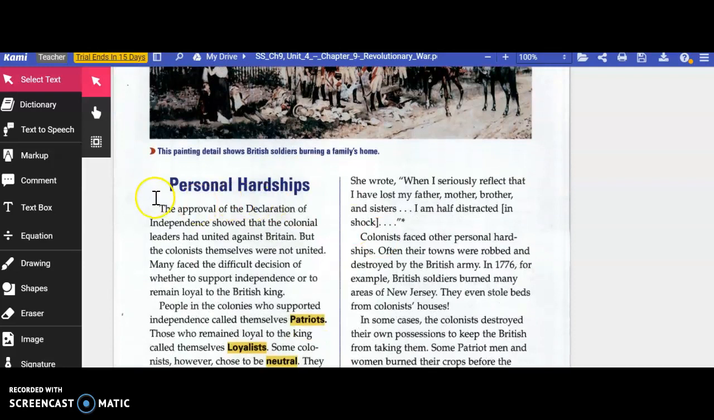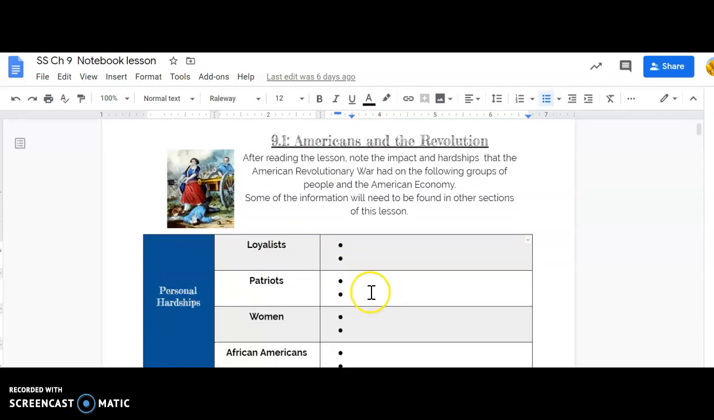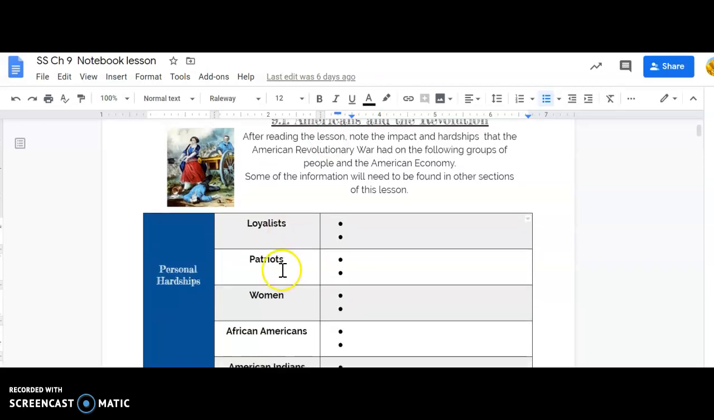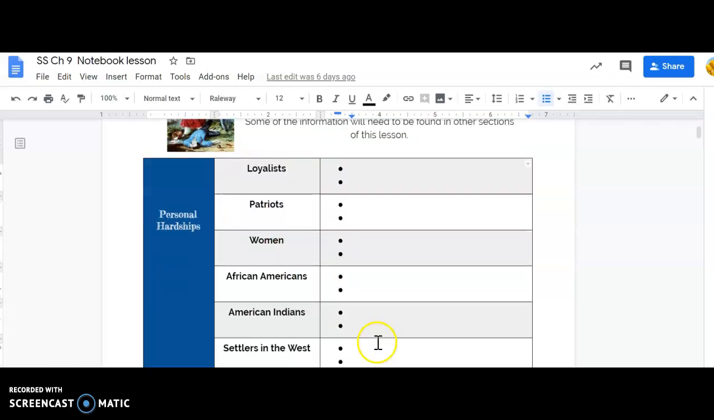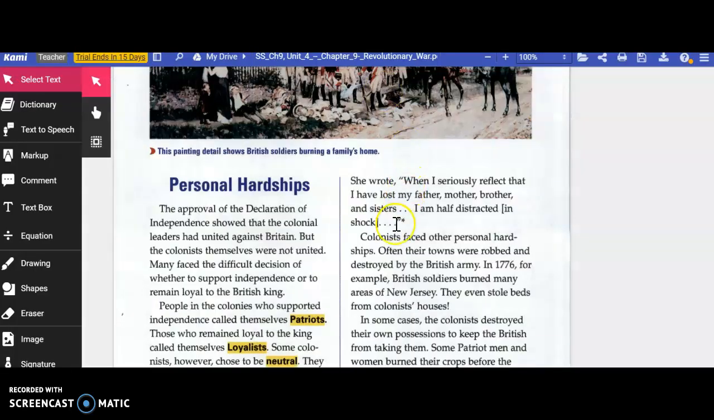The first heading is personal hardships. And I know I'm going to look for loyalists, patriots, women, African Americans, American Indians, and settlers in the West. Personal hardships. The approval of the Declaration of Independence showed that the colonial leaders had united against Britain, but the colonists themselves were not united.